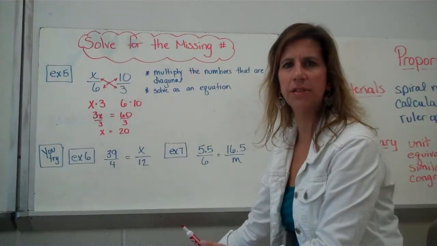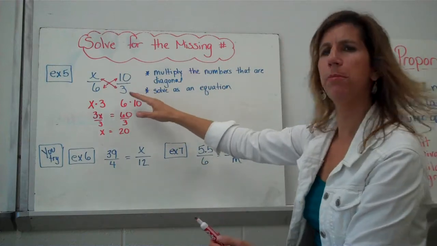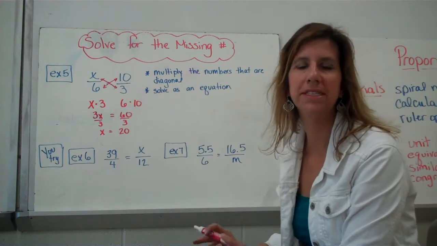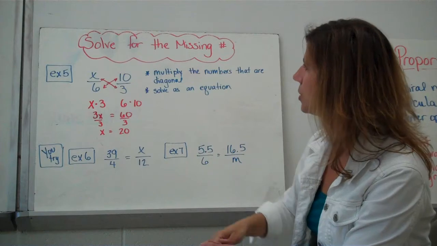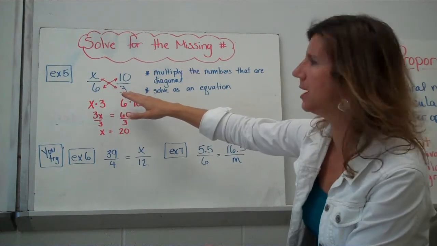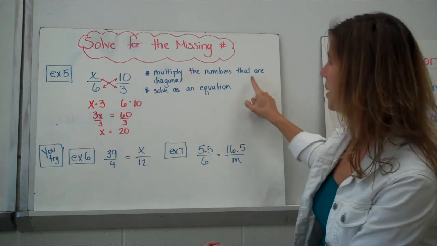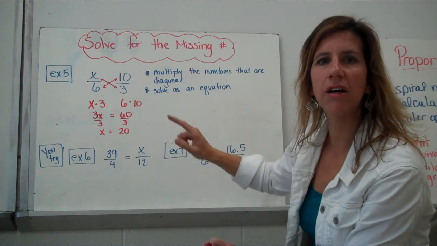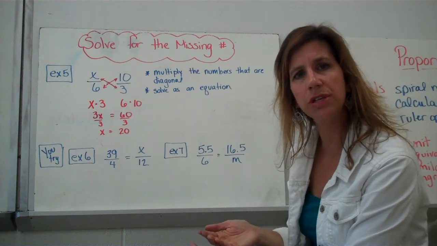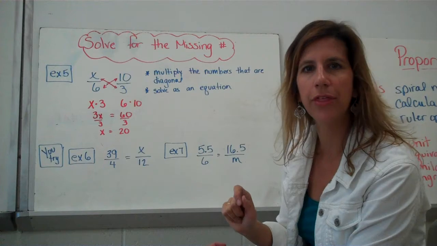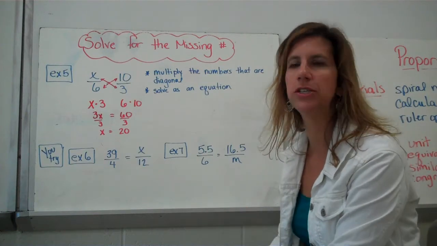All right, check out this kind of problem. Here we have a proportion already set up, but we have a missing number. All right, take a look at number 5 here. Go ahead and copy it down. What we're doing is we're multiplying the numbers that are diagonal, and we're solving using an equation. So we're still using the cross product or butterfly method, but we're going to use our equation information as well.